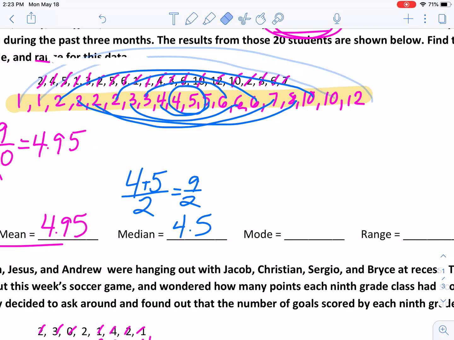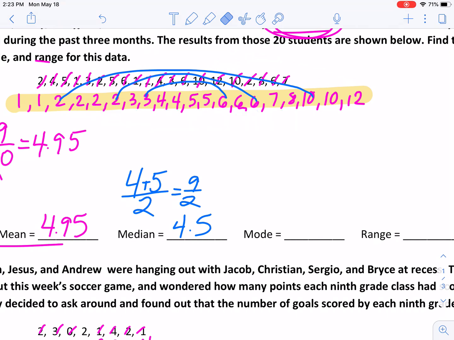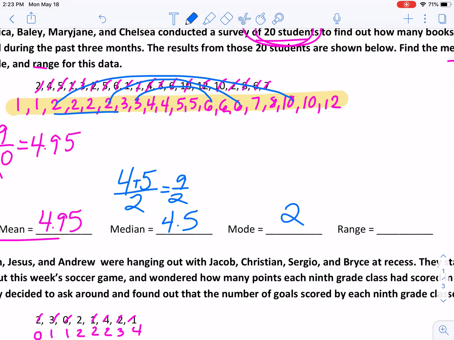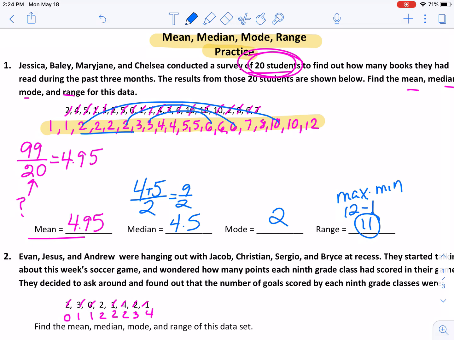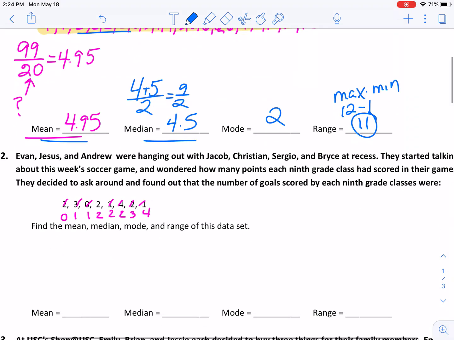So you can take a look and you can even erase some of your markings, depending on how you're doing this, whether it be on the Chromebook or tablet or on paper. So the mode is the number that shows up the most. It is 2. And the range is the max minus the min. Okay, so max minus the min is going to be 12 minus 1, which gets you 11. All right, so we have the median number of books that the students read was 4.5. The mean was 4.95. All right, number 2.